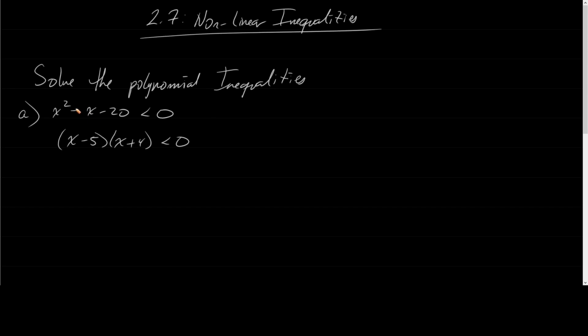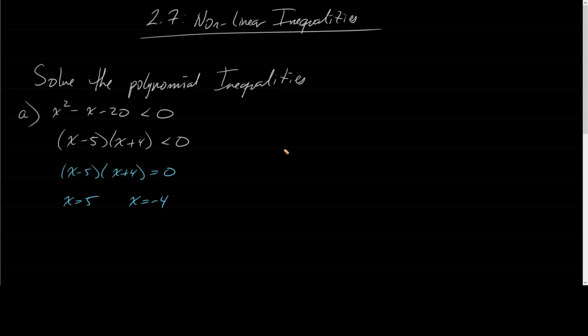Now, at this point, I'm going to look at this differently. I'm going to look at this as x minus 5 times x plus 4 equals 0, all right? So now I'm going to treat it as an equality or an equation, and this would give me then the solutions of x equals 5 and x equals negative 4. Now that I have that, I'm going to use these as test points into our inequality.